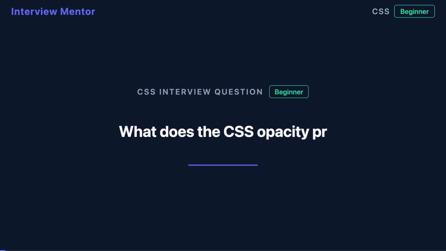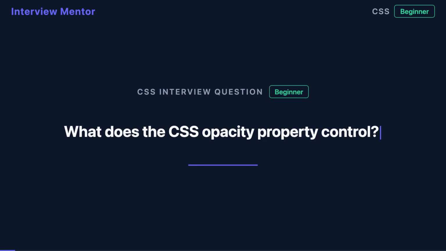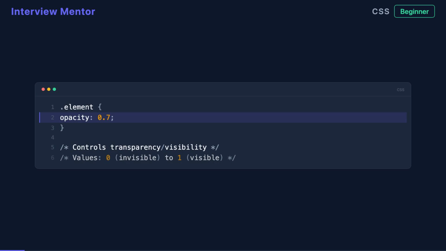Ever made an element disappear but still take up space? That's opacity in action. The CSS opacity property controls how transparent or visible an element appears. It sets the transparency level for an element, determining how much of the background behind it shows through. Think of it like adjusting the transparency slider in photo editing software, but for any HTML element.